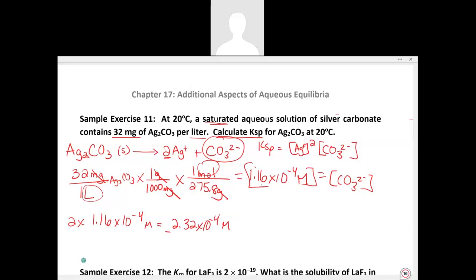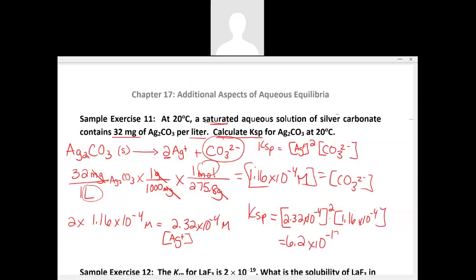This is my silver concentration to plug into my Ksp expression, and we can calculate our Ksp. It's going to be silver squared, so 2.32 times 10 to the -4, and we're going to square that value. Then we have times our carbonate, that was 1.16 times 10 to the -4. So we square this and then multiply, and we find our product. The Ksp for silver carbonate turns out to be 6.2 times 10 to the -12.